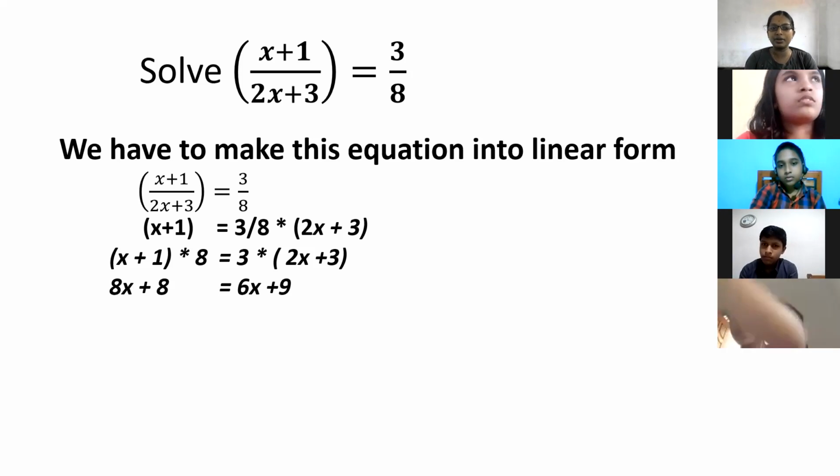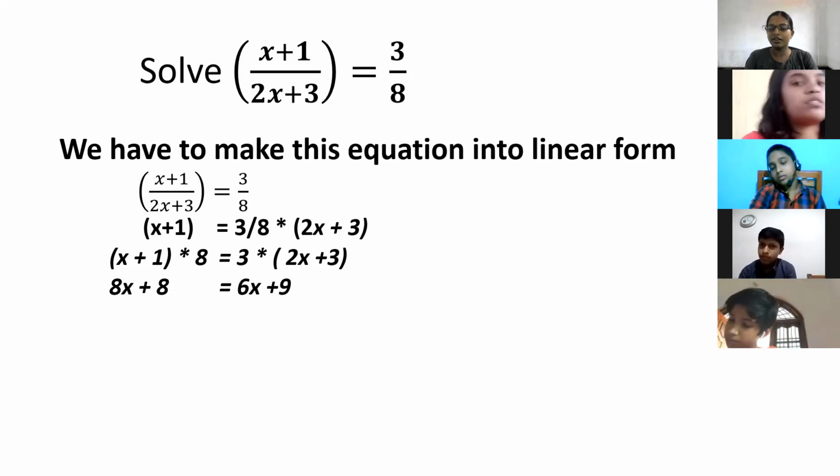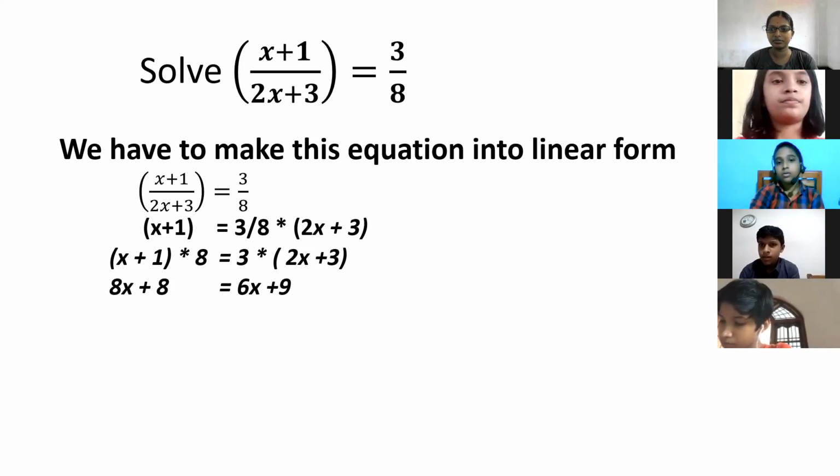We know that there are two variable terms present in the RHS and LHS, that is 8x and 6x, and we have to move them to one side. How will you move this? For that, you just move 6x to RHS.